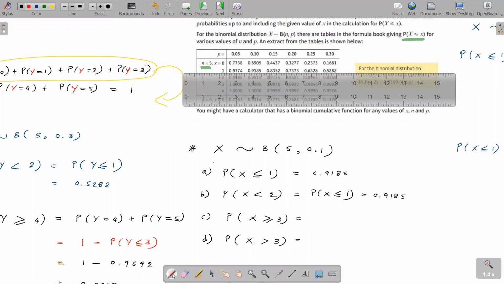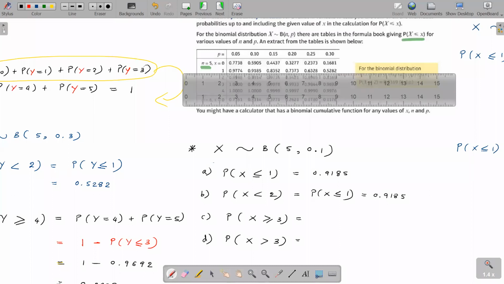Greater than or equal to 3 means what do I need to include here? How do you get the probability x greater than or equal to 3? Now you know you have 5 trials. So x greater than or equal to 3, they are asking you to include the probability x is 3, x is 4, and x is 5.